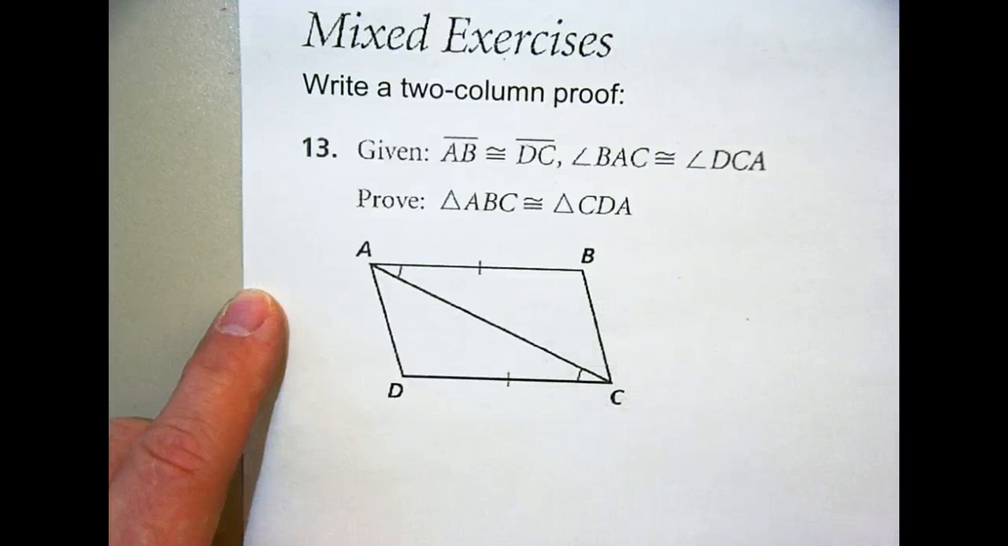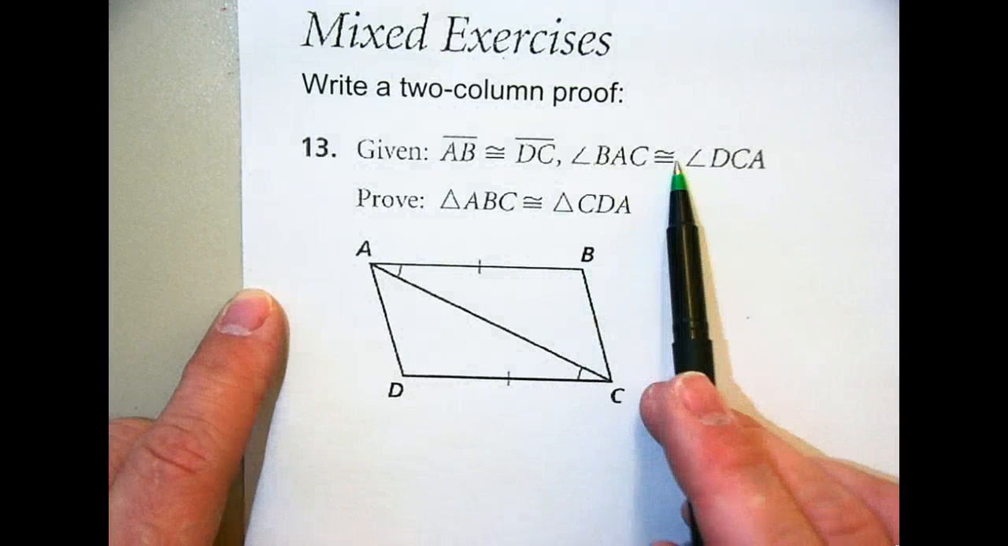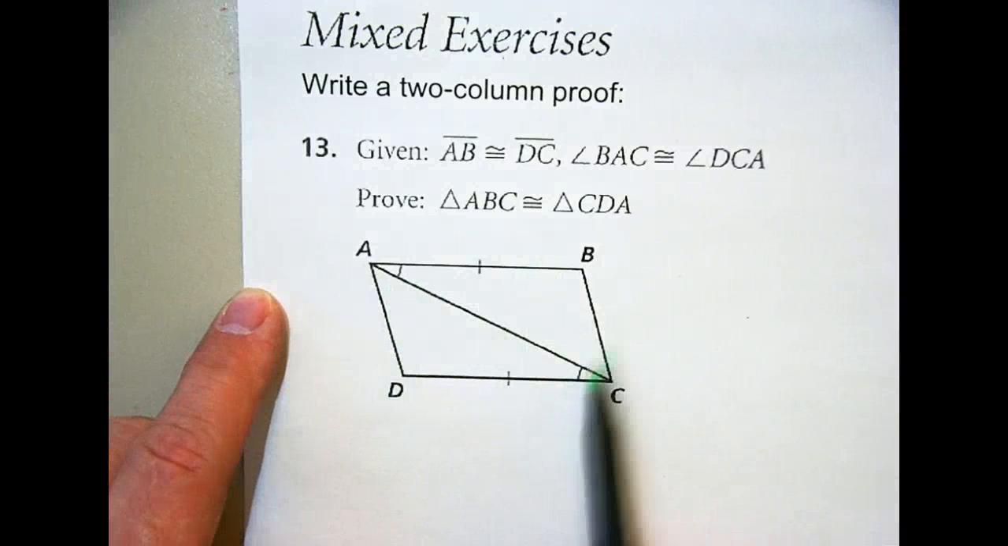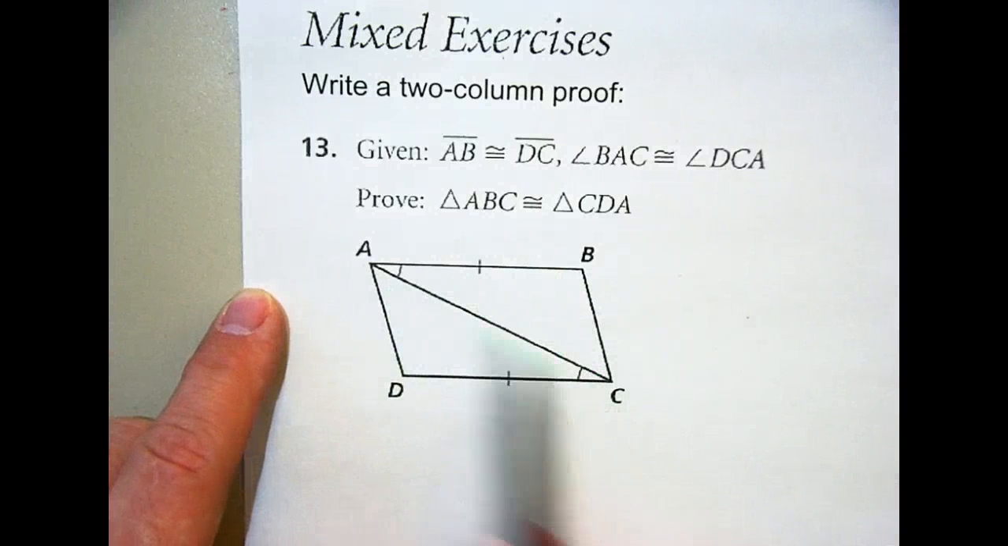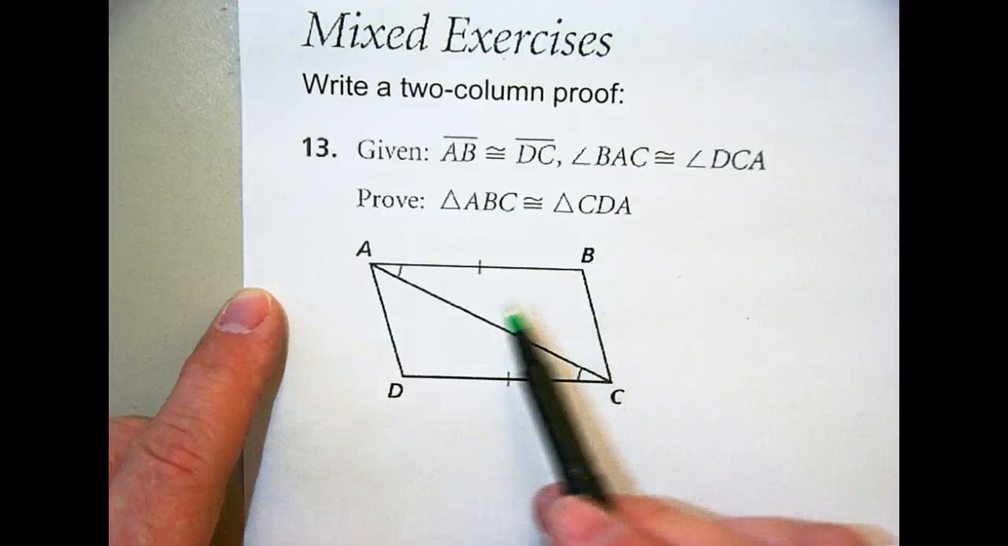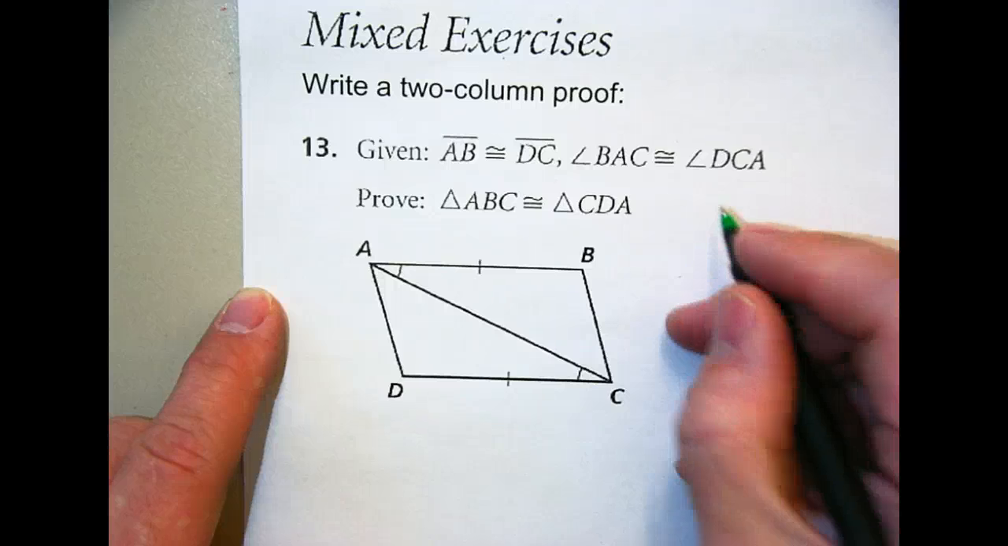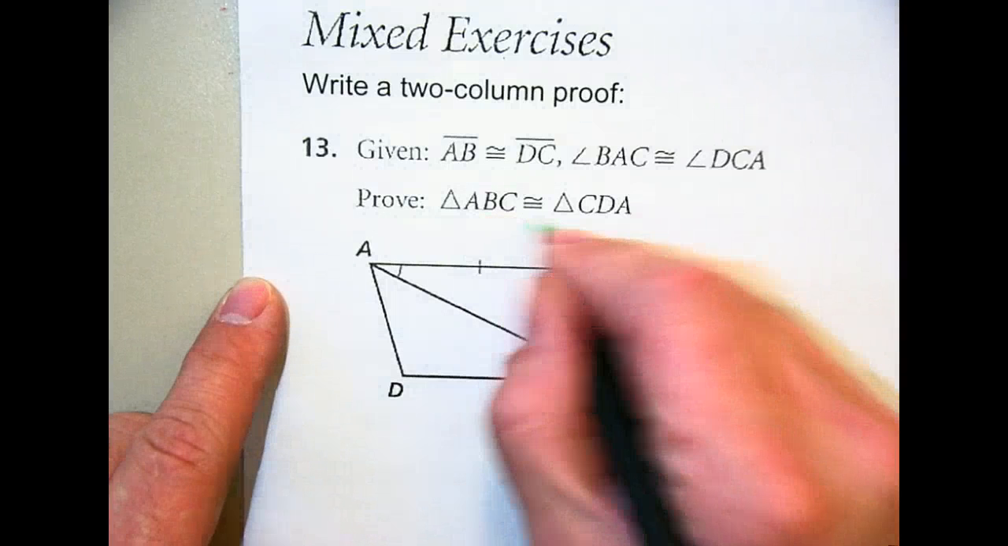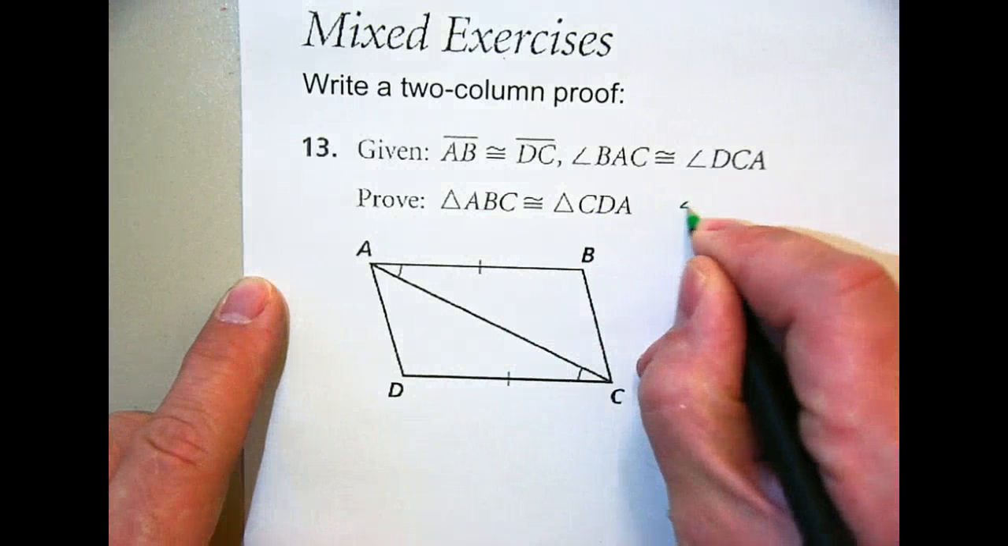Second, they've done that with the angle. BAC, DCA. Okay? You have two ways right now to prove triangles congruent. If you're going to prove this triangle is congruent to that, you have to use one of two things. Tell your neighbor what one of those two things are.